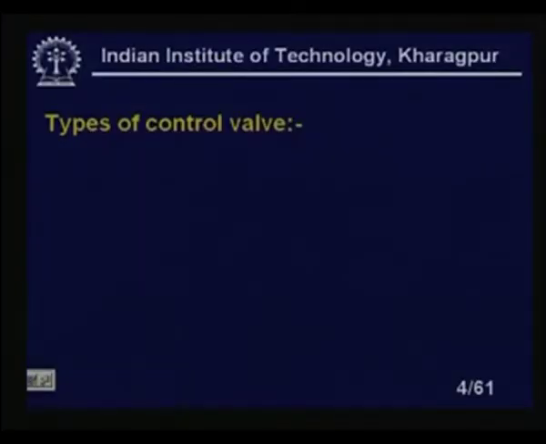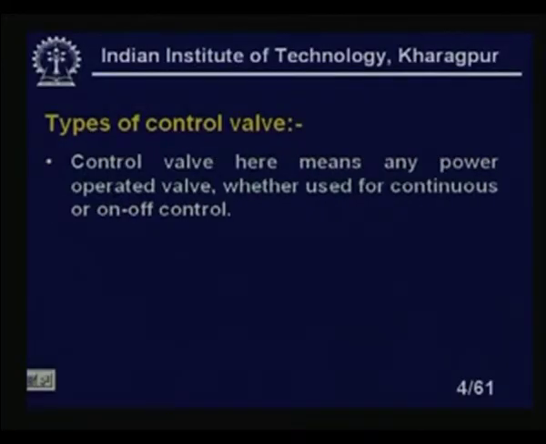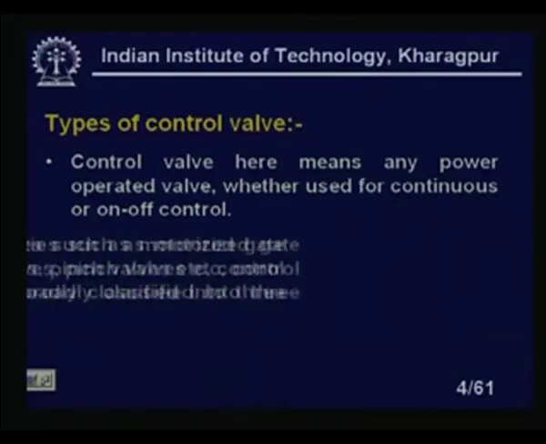Types of control valve. Let us look at control valve. Here it means any power operated valve, whether used for continuous or on off control, right. We have control valves usually, but mostly we are talking of pneumatic control valves, even though we say the control valve means any power operated valve, because I need pneumatic power to control, right. I need electric power in the case of a solenoid valve. Solenoid valves are usually on off type of valves, which we are not discussing. So, we are basically discussing the pneumatic control valves.